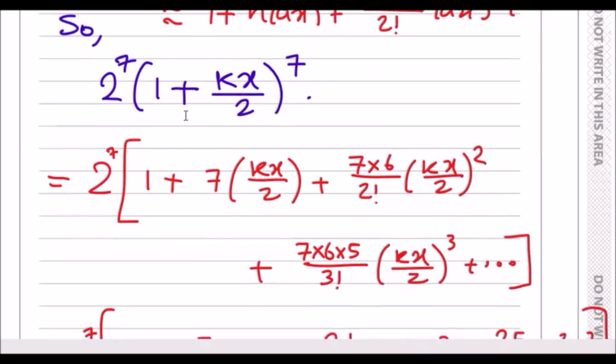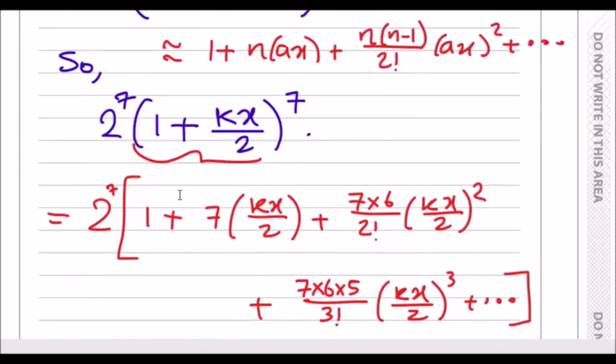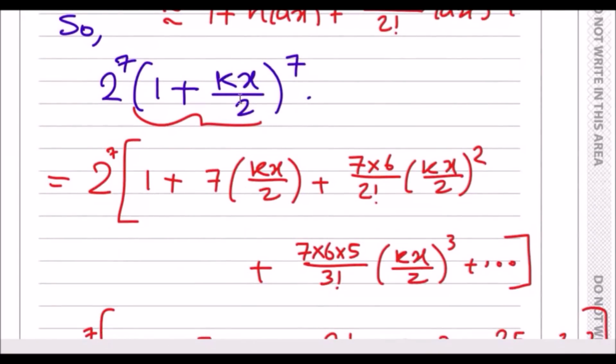So far we got this. Now we want to expand only this bit, yeah? And by doing that, we're going to follow the method above. So again, it's always going to be 1 plus 7 times the ax bit, which is kx over 2. So this is the first term and this is the second term.